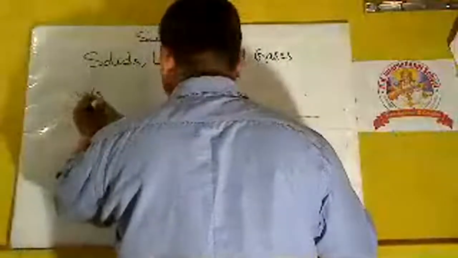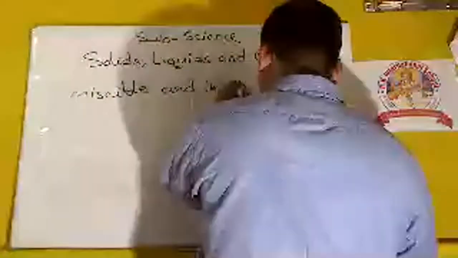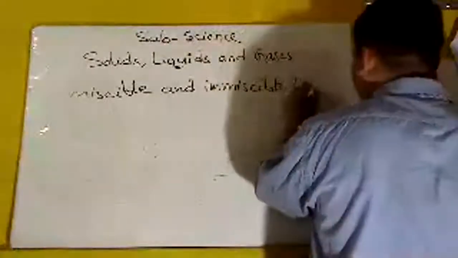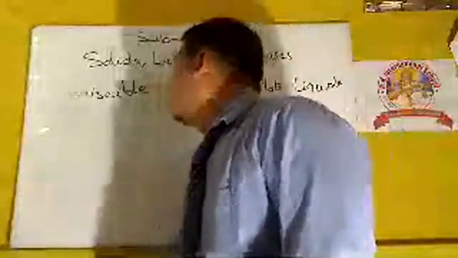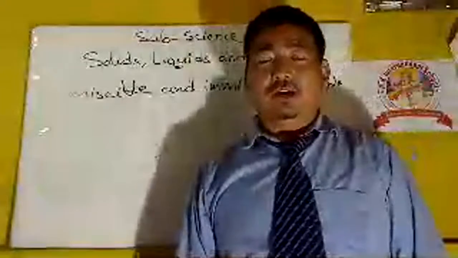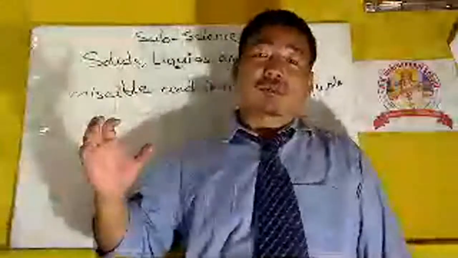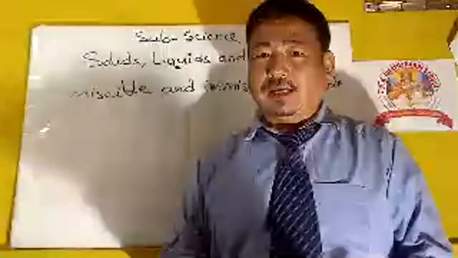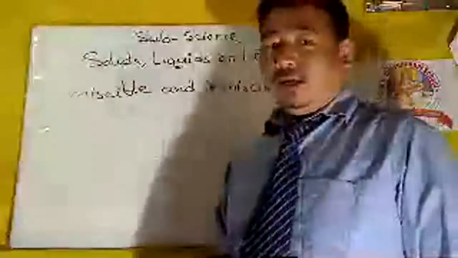Now, miscible and immiscible liquids. Miscible and immiscible liquids. So here we have to take only the example of liquids first. There are different types of liquids. We mix one liquid with another liquid. So when these liquids mix together, that is called a miscible liquid.